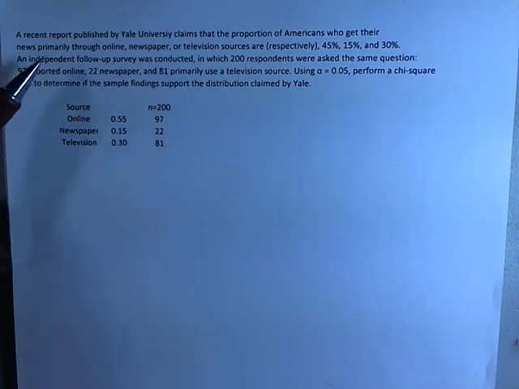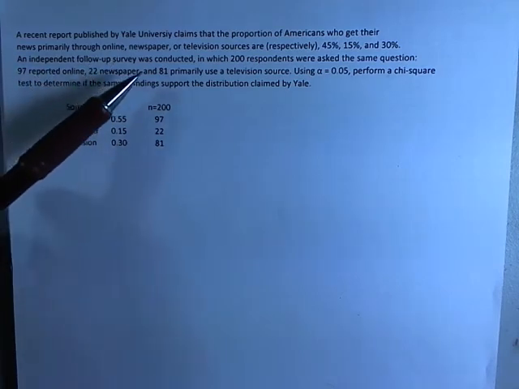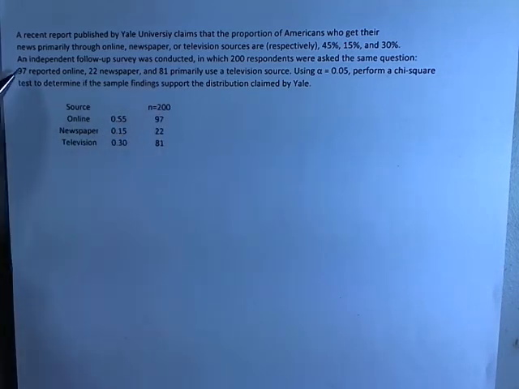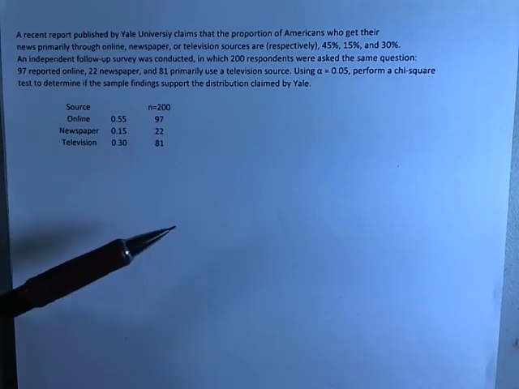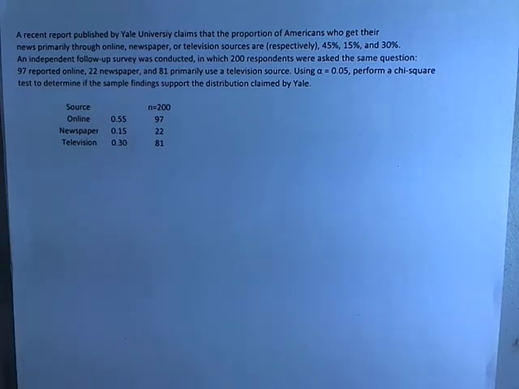Following the publishing of that report, an independent study was conducted. 200 survey respondents were asked the same question, and they reported 97, 22, and 81, respectively. Using alpha of 5%, perform the chi-square test to determine if the sample findings support the distribution claimed by Yale.